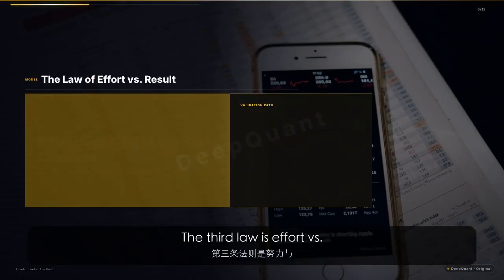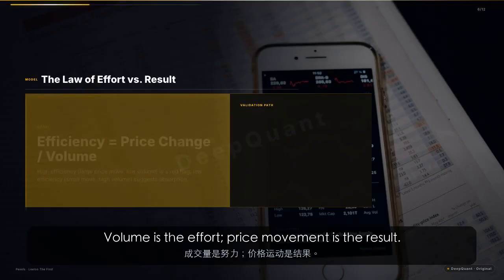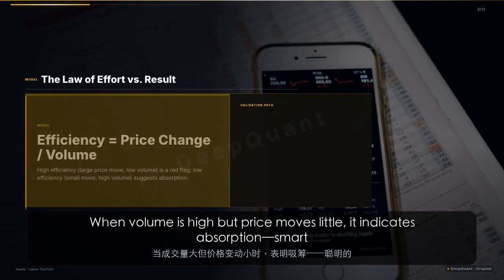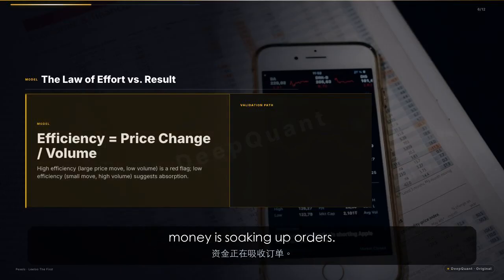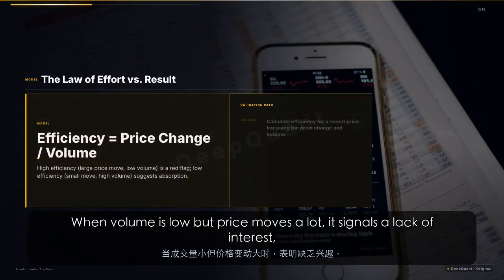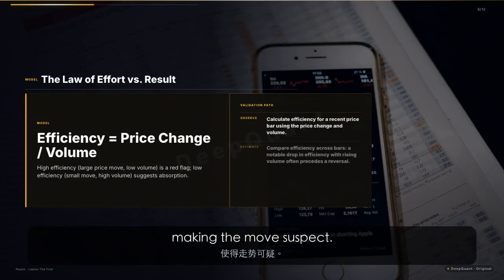The third law is effort versus result. Volume is the effort, price movement is the result. When volume is high but price moves little, it indicates absorption. Smart money is soaking up orders. When volume is low but price moves a lot, it signals a lack of interest, making the move suspect.